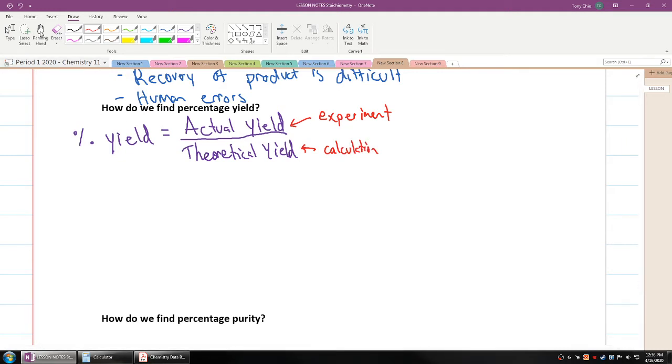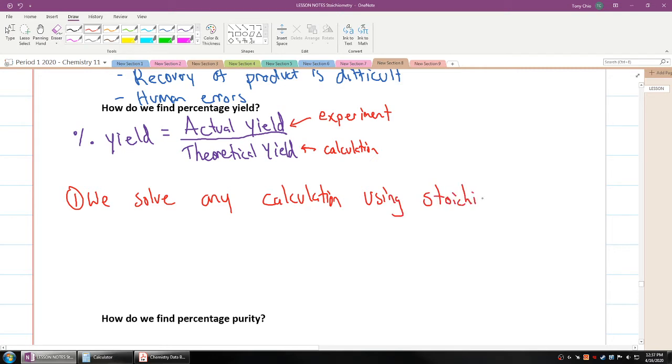Now, as you can see, you really just have three variables in this equation. You have your percentage, you have the actual yield, and you have a theoretical yield. In order to solve any of these, you always will need two of the other. So, how do we solve for this? Well, the first step is we solve any calculation using stoichiometry. So we still do any calculation we have always done using stoichiometry.